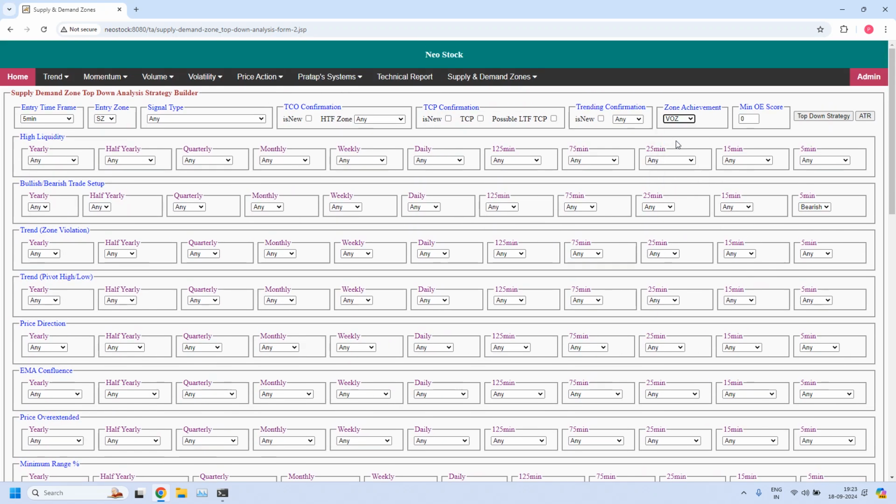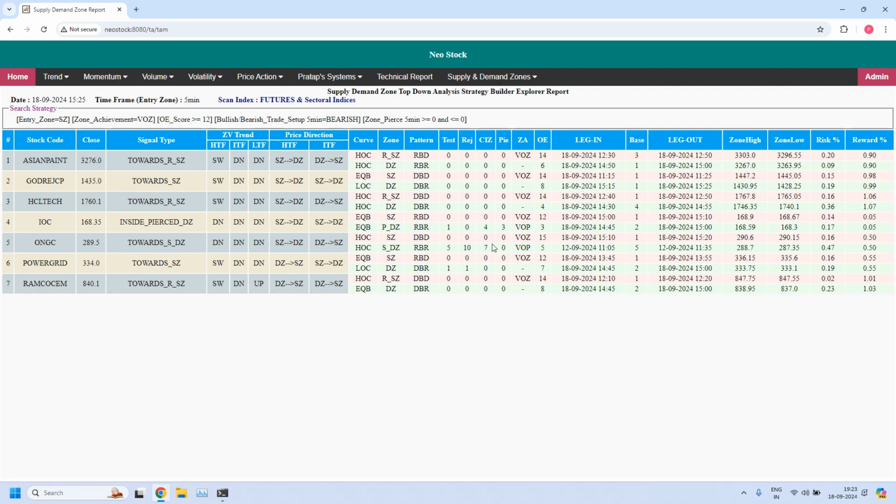Zone achievement is violated opposing zone. Minimum odd enhancer score is 12. All the 3 filters are applied to 5 minute supply zone. Now let's verify. 7 stocks are filtered. All these 7 stocks are currently supporting bearish trade setup for hourly income trade.